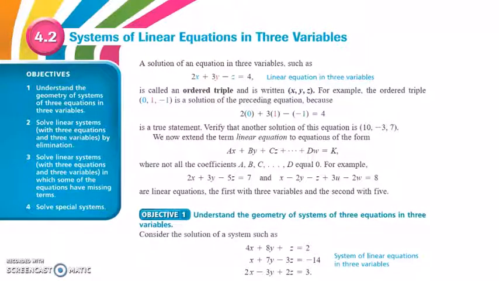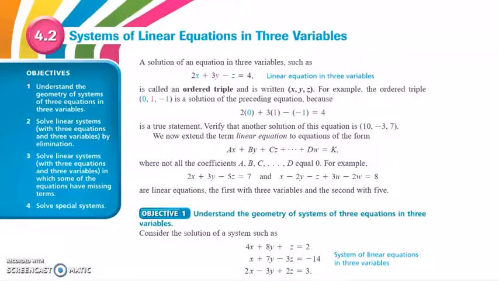In 4.2, we are looking at systems of linear equations in 3 variables. We have 3 objectives: to understand the geometry of systems in the 3 equations of 3 variables, to solve linear systems with 3 equations and 3 variables by elimination, to solve the systems with 3 equations and 3 variables in which some of the equations have missing terms, and then to solve special systems.